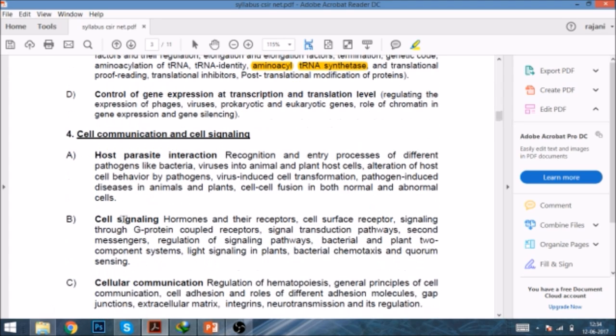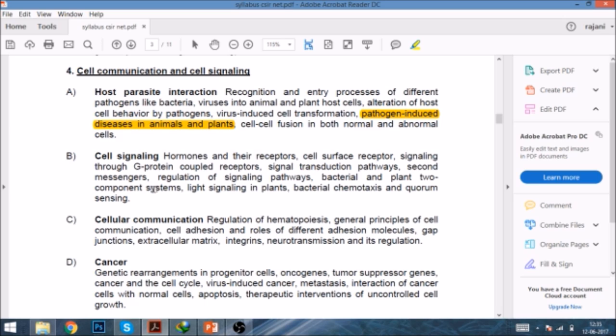Next is cell communication and cell signaling, as there are certain links there. Basically, pathogen-induced diseases: you must mug up all the pathogens involved in pathogen-based diseases for animals and plants, including human beings, because we are including animals. So you must mug up all the pathogens and their transmission. I will give a link in the description. I have a collection of pathogen-induced diseases in animals in tabular form. You can get it from there.